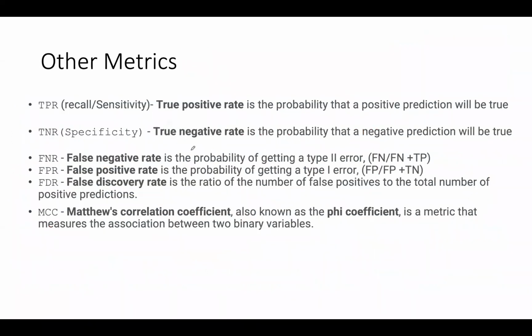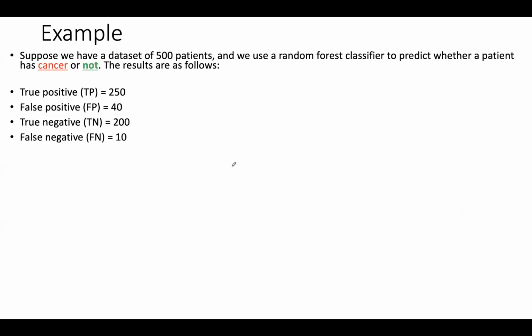And then of course, other metrics, we have TPR, which is just sensitivity. It's called the true positive rate. Probability that positive prediction will be true. We have TNR, we have FNR, false negative rate, FPR, false positive rate, is given by this equation, FDR, false discovery rate, and we have MCC, Matthews correlation coefficient. Okay. All right, and then we just want to look at one example here.